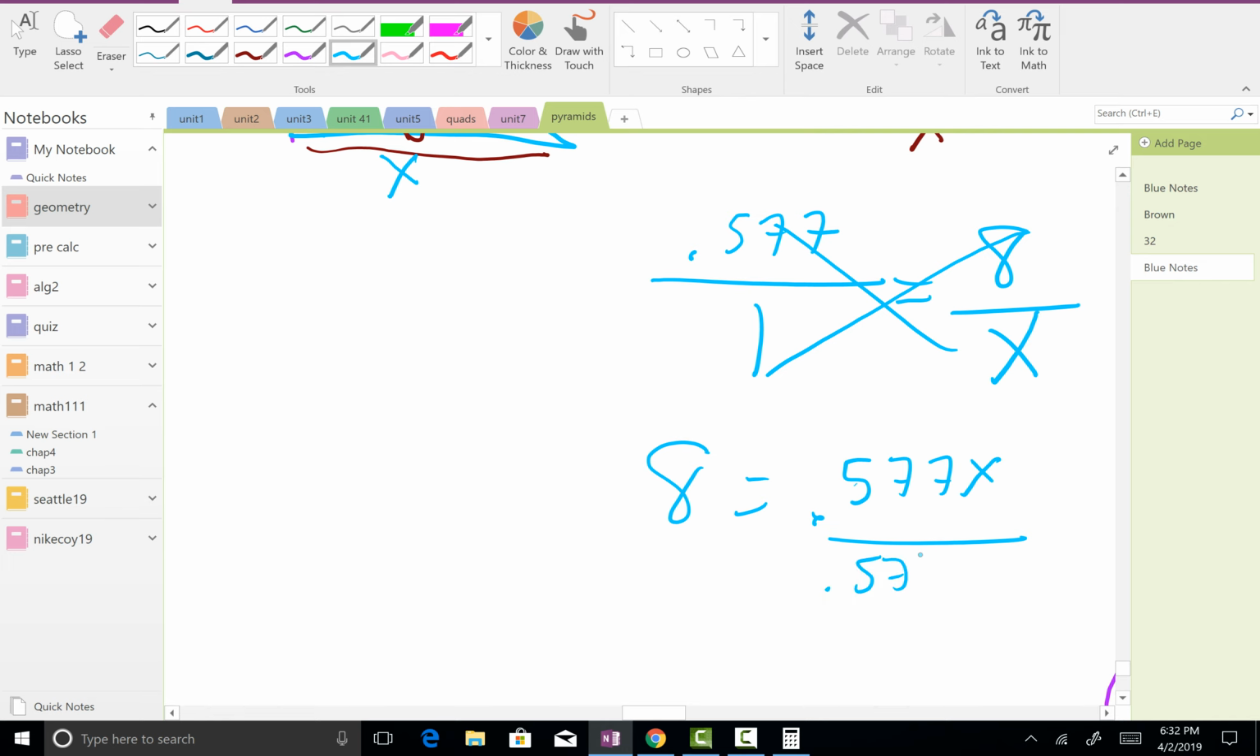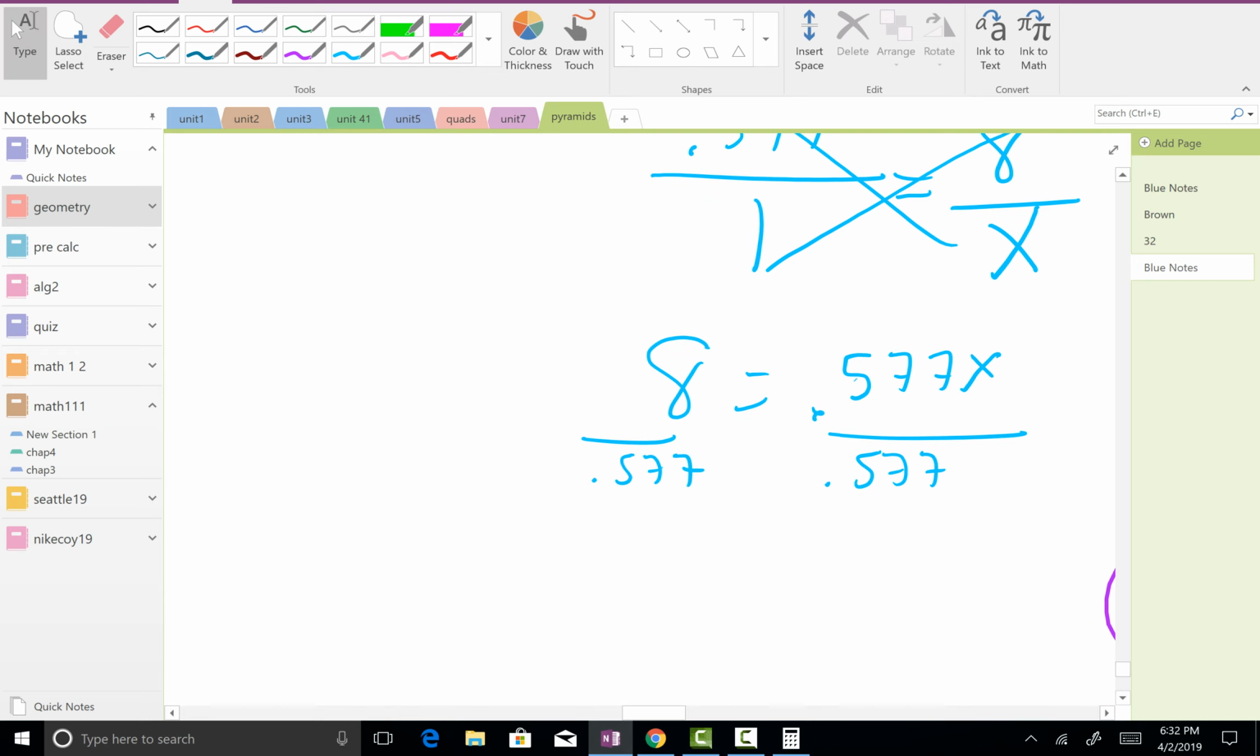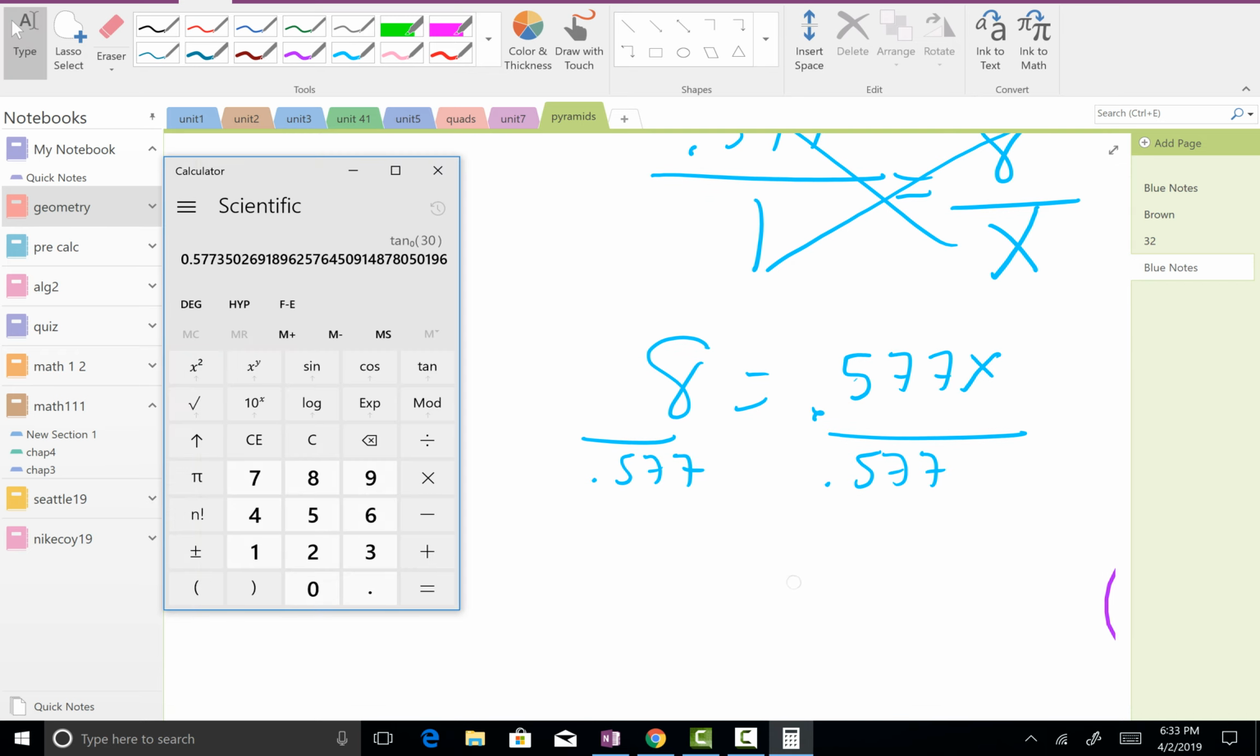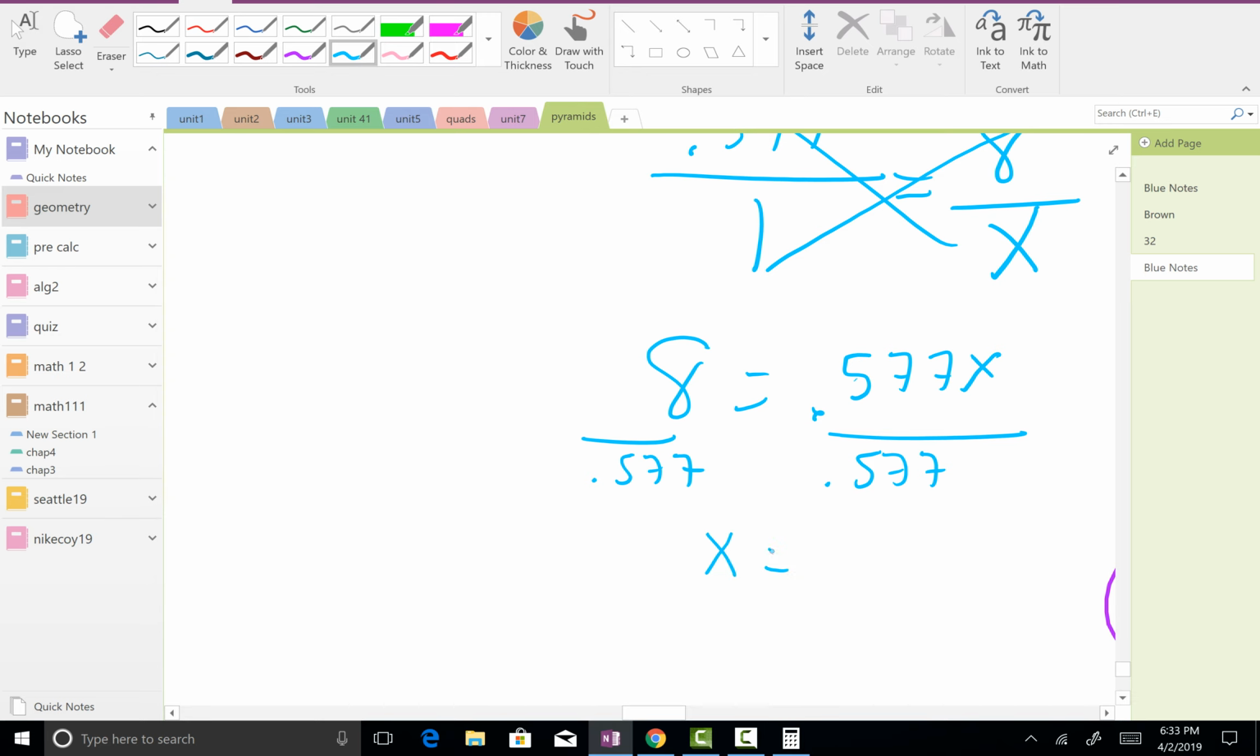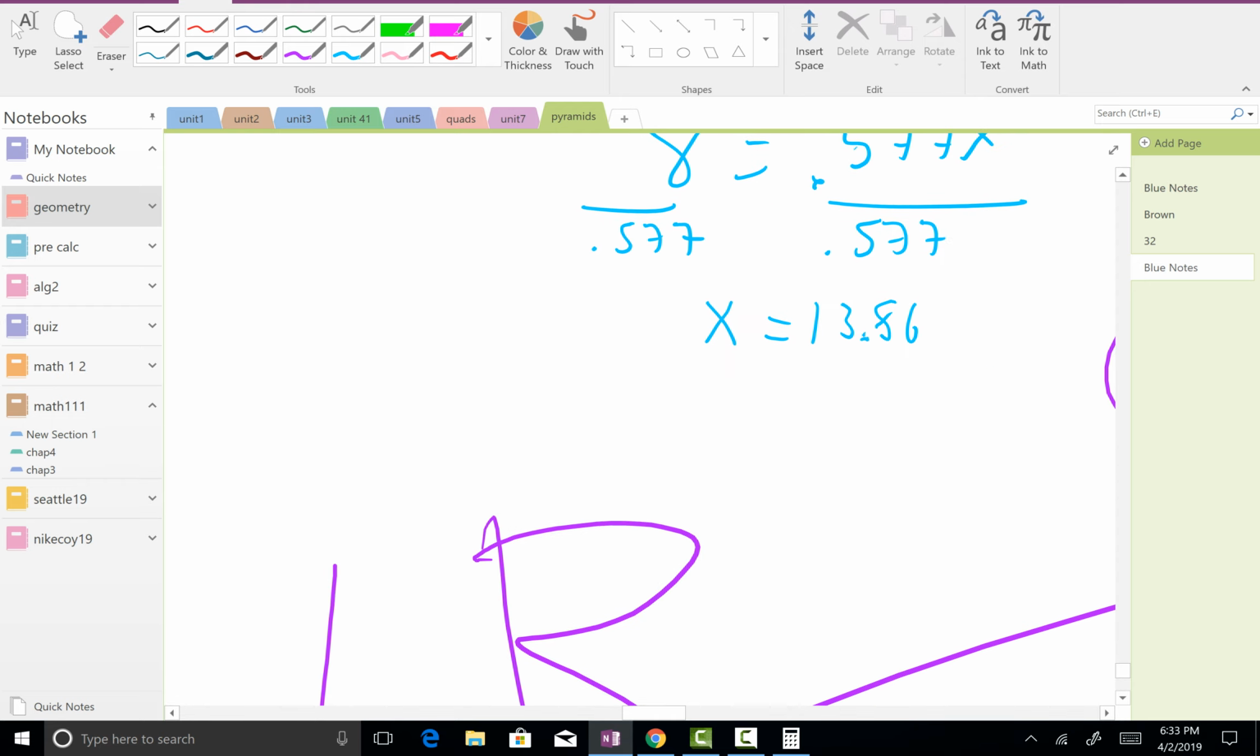Hey, look, we're doing a proportion. Remember I told you we were going to do 1,392 of them? Well, here we go, we're doing them again. 8 divided by 0.577 equals 13.86. So that other side is 13.86. That's how you do one of the tangent problems. It's just like that.